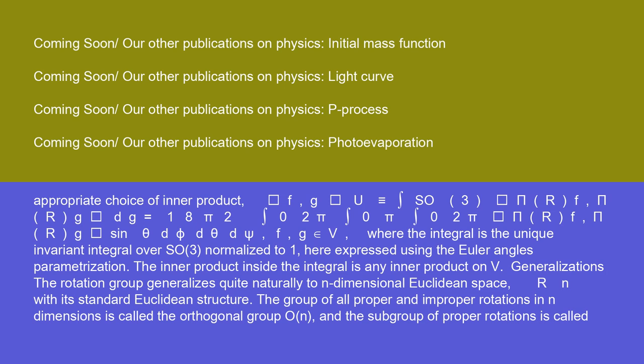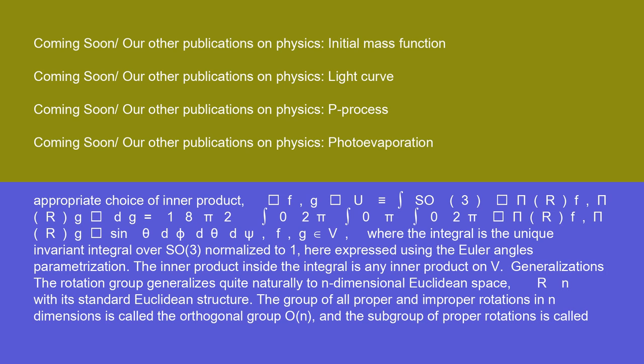where the inner product of f and g is identical to the integral over SO(3) of the inner product of pi(R)f and pi(R)g dg, which equals 1/(8 pi^2) times the integral from 0 to 2 pi, the integral from 0 to pi, the integral from 0 to 2 pi of the inner product of pi(R)f and pi(R)g times sin theta d phi d theta d psi, for f, g in V, where the integral is the unique invariant integral over SO(3), normalized to 1, here expressed using the Euler angles parametrization. The inner product inside the integral is any inner product on V.